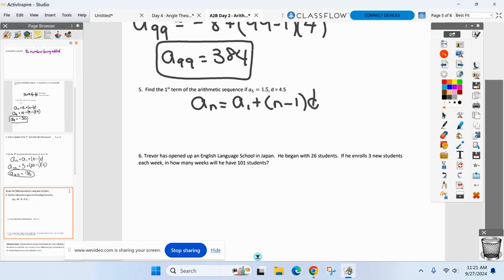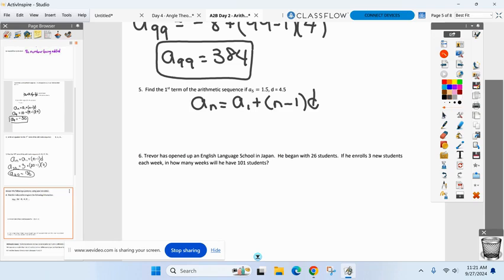What am I asking you to find again? First term. So I want to leave A1, just A1, because that's what I'm going to be solving for. Now, what can I plug in for all the other variables? A sub n represents any term in the sequence other than the first. I can plug in any term in the sequence but the first one.